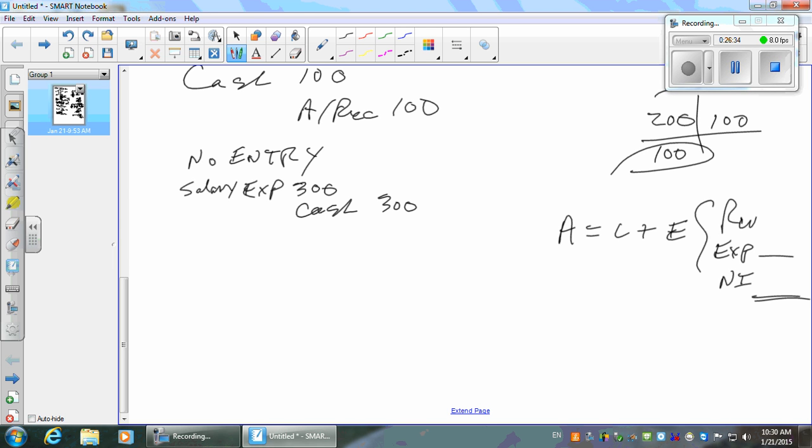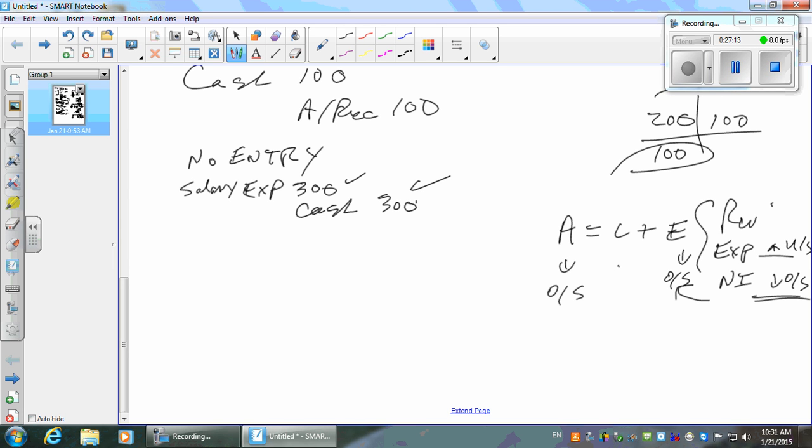Anyway, so what would this entry do here? Increase expense by 300, which decreases net income by 300, of course, which decreases equity by 300. And then what's this part over here, the cash? Decrease an asset by 300. What if I fail to record it? Expenses understated, net income overstated, too much net income. Got it?